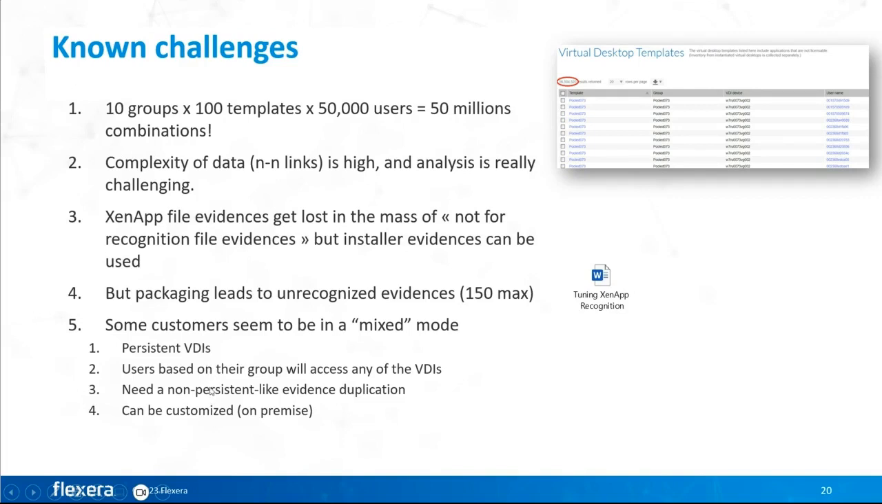So in the end, they need to have a duplication of the VDI's signature, so that they can really reflect the number of users who can actually use the applications on these persistent VDIs. So that's it for today.